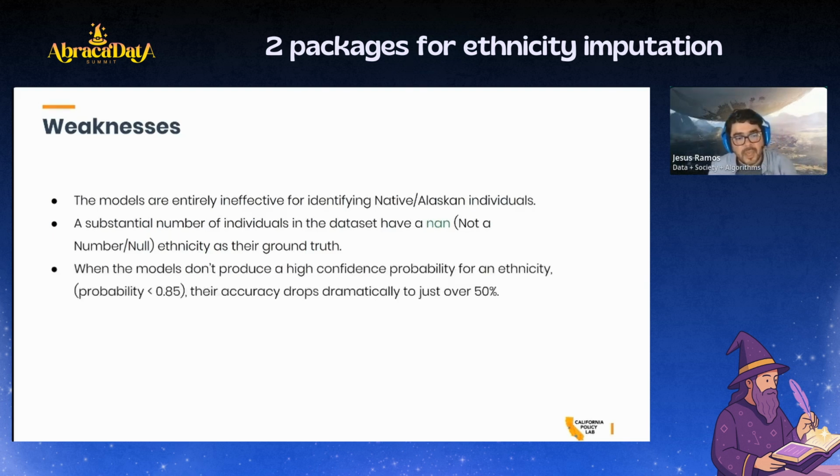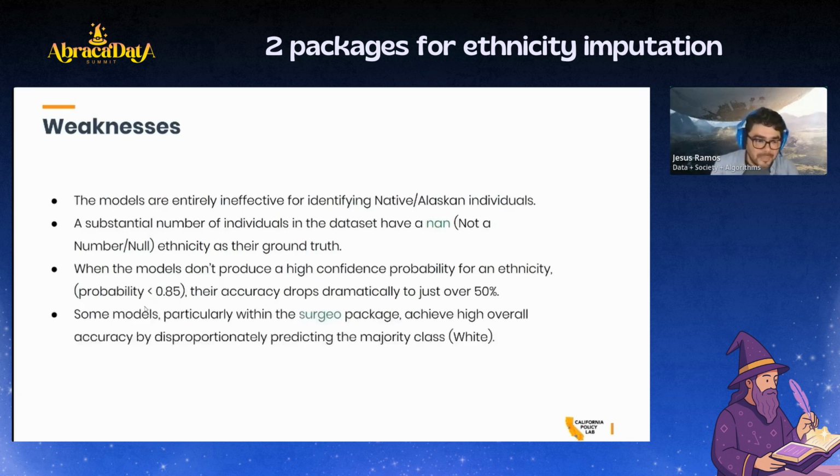When the models don't produce a high confidence probability for an ethnicity, their accuracy drops dramatically to just over 50%, meaning just a coin toss. So if the models were not sure, meaning if the highest probability ethnicity in the probability vector wasn't over 0.5, it meant that basically the model performed a coin toss to choose the reported ethnicity, which is horrible, right?